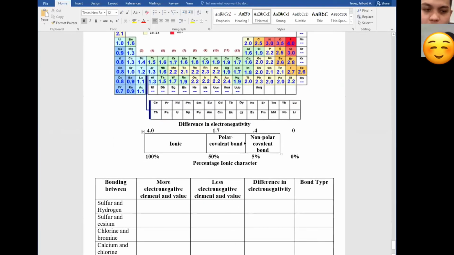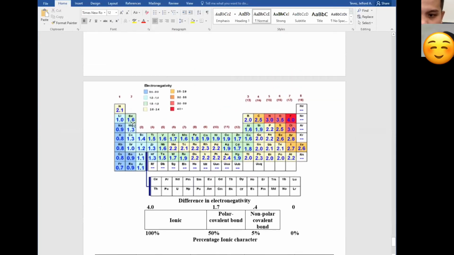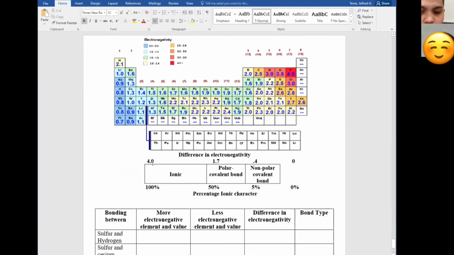So see here, you are going to subtract. To find the difference, there's a table here that gives you the electronegativity of the elements, the one in the worksheet. If you subtract and get a 4.0 difference, that's ionic. But if you got 1.7, that's polar, and 0.4 is non-polar. Between these numbers, that is still polar. When you reach this number and below, that's non-polar. And between these numbers and 1.7, those are ionic, okay?